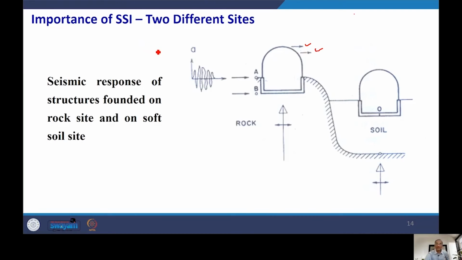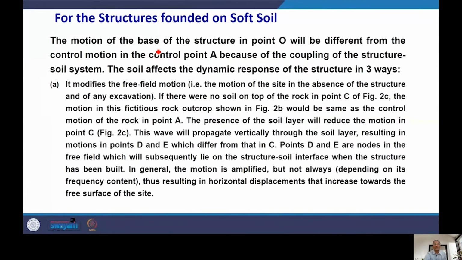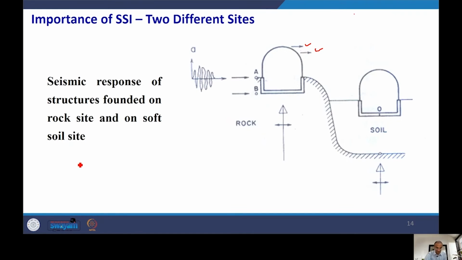Now, in this case, what happens when the structure is situated on the soft soil? Here, the motion of the base of the structure at point O will be different from the control motion at the control point A because of the coupling of the structure-soil system. So, what is A? At point A, control motion is applied.